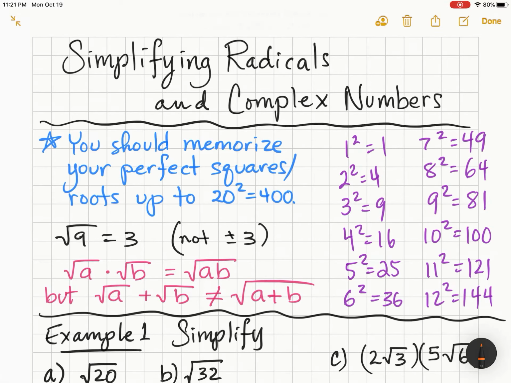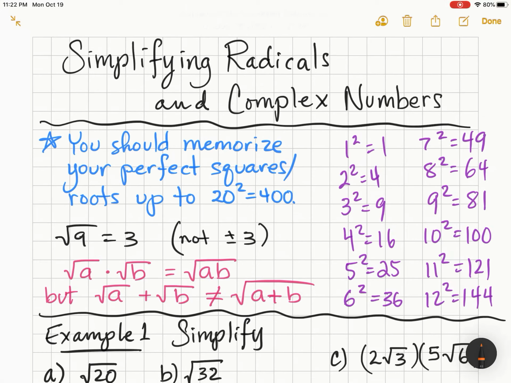Today's lesson is on simplifying radicals and complex numbers. You should memorize your perfect squares and roots up to 20 squared equals 400. I've just put the first 12 here for you just so we can reference them today. The square root of 9 is 3 simply because 3 squared is 9.